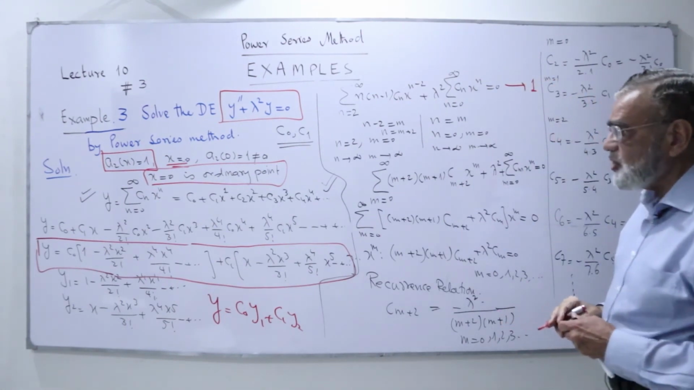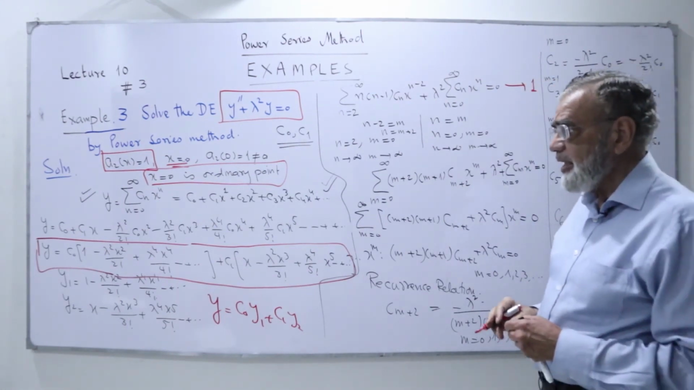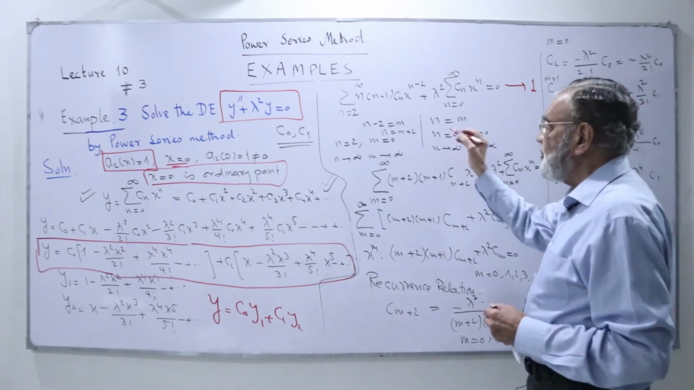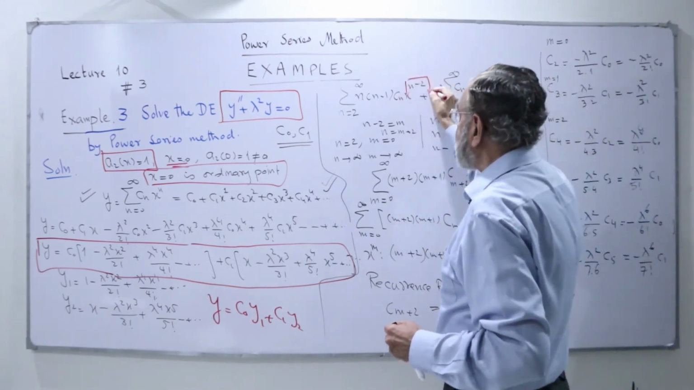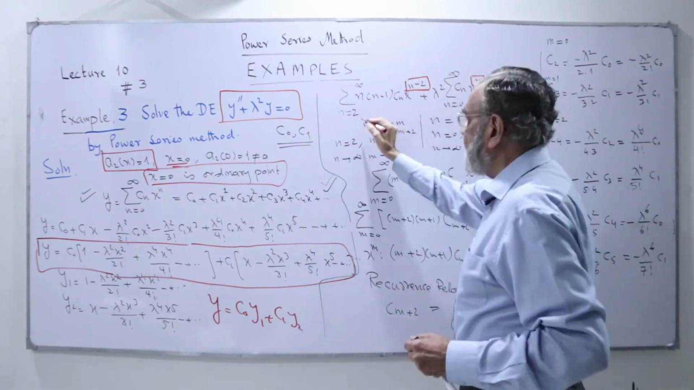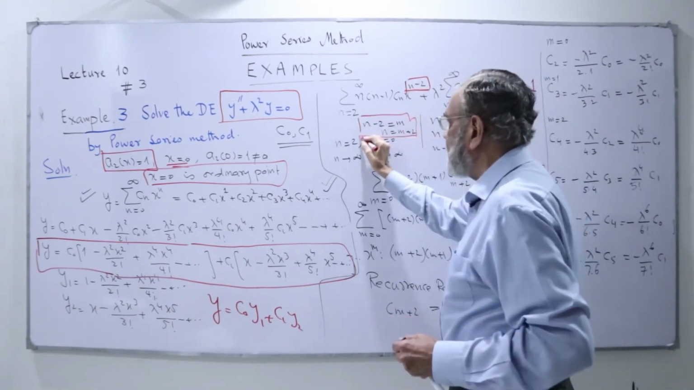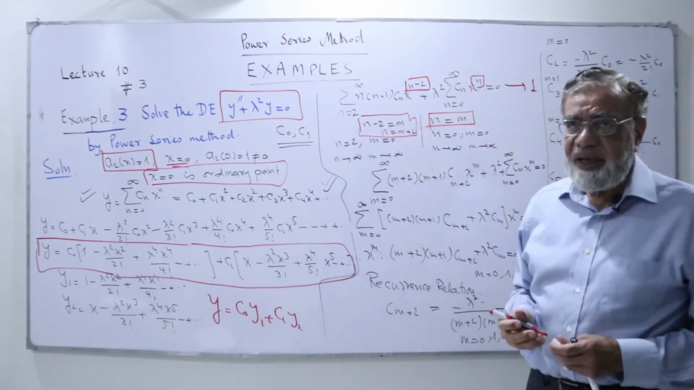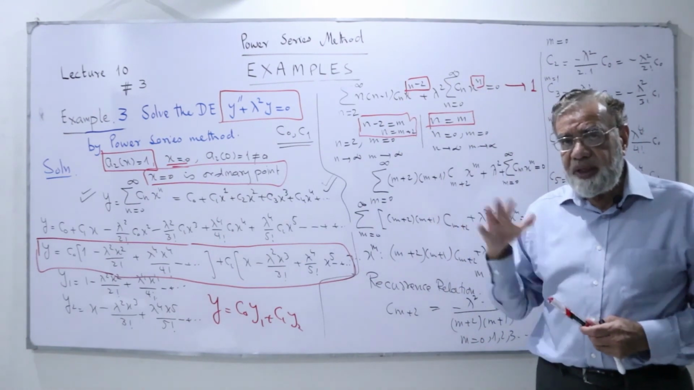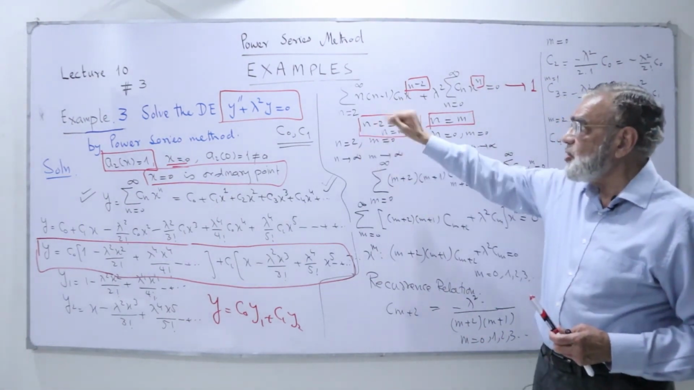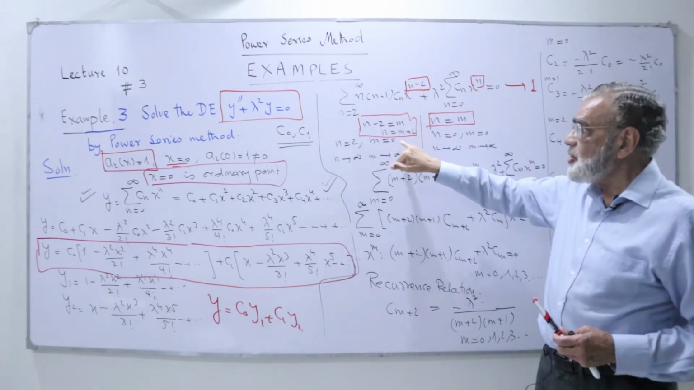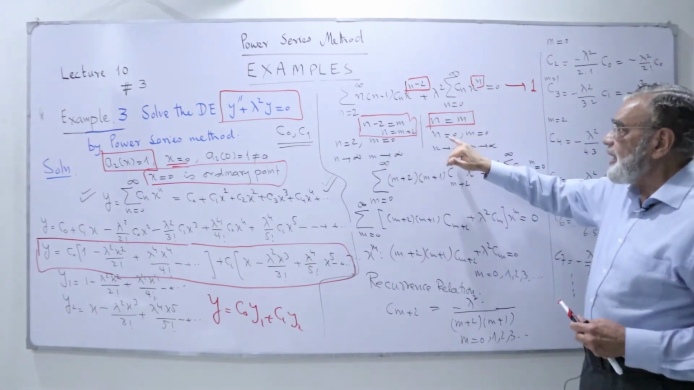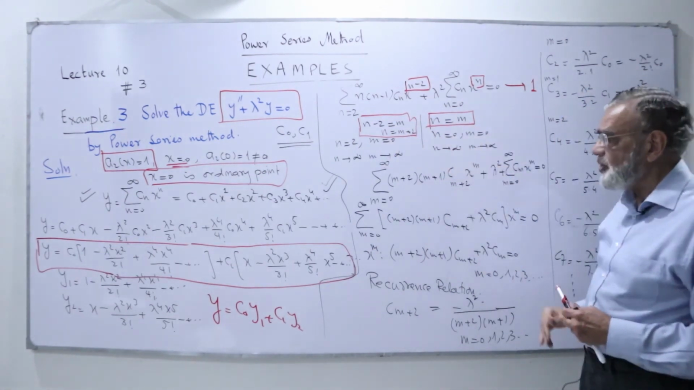In this equation, when we substitute y equal to sigma n equal to 0 to infinity cn x to the power n, and y double dash, now we compare the coefficient. We want to make it x to the power m. We put n minus 2 equal to m, and then we change all the values of n to m. So when n is equal to 2, then m is equal to 0. When n goes to infinity, m goes to infinity.